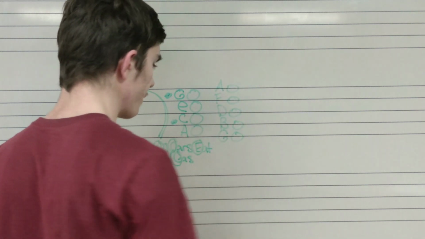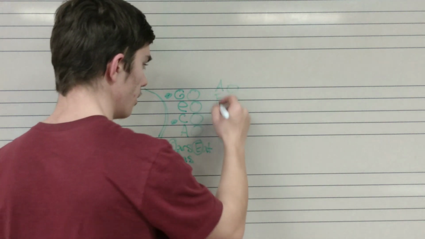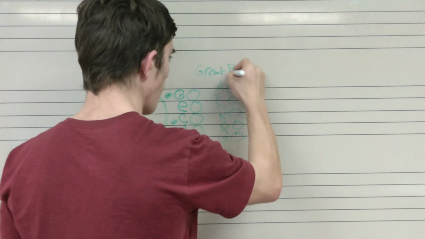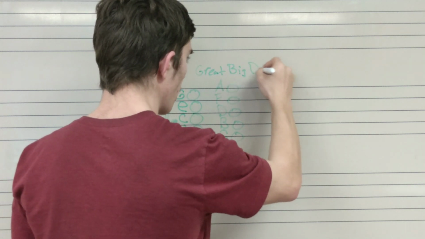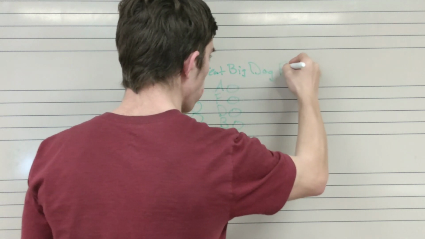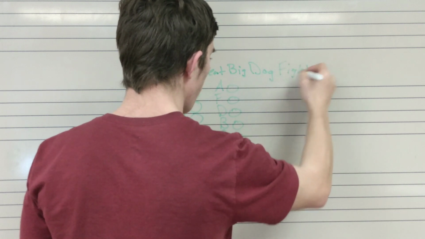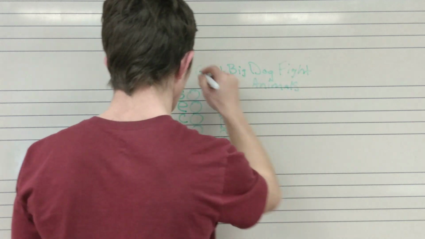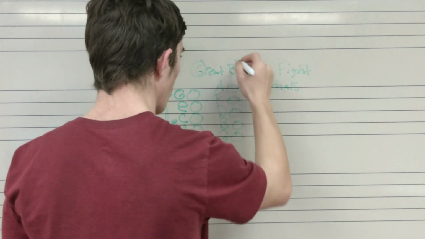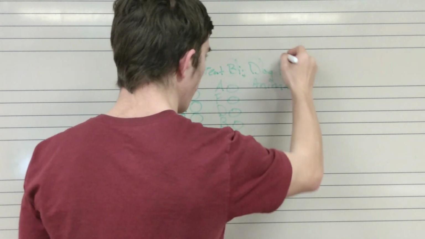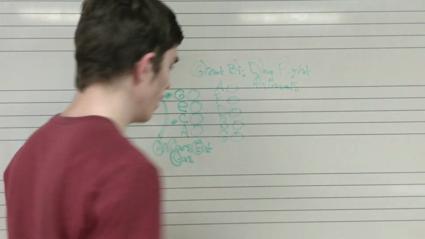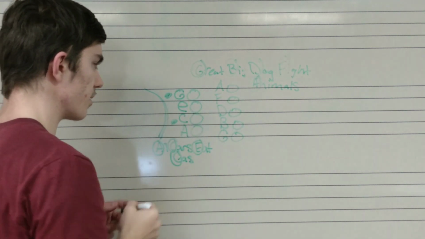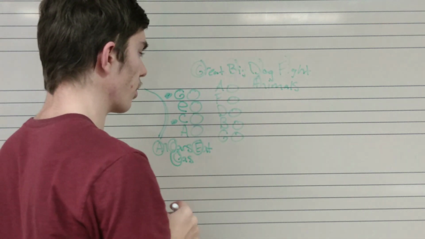The one that I like to use is great big dogs fight animals. Great big dogs fight animals. Those are the two that I use. All cars eat gas for the spaces, and then great big dogs fight animals for the lines.